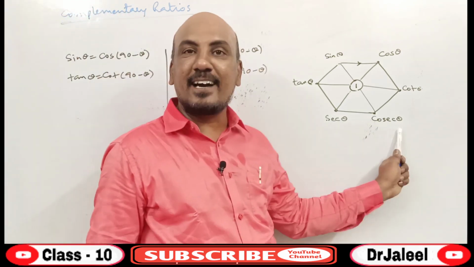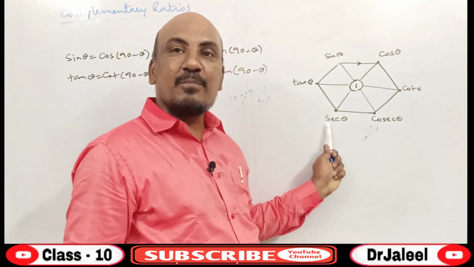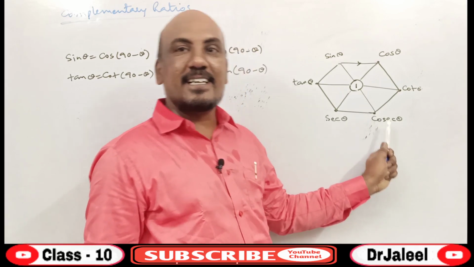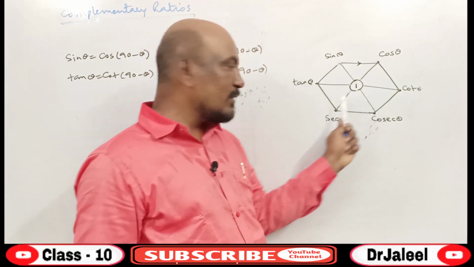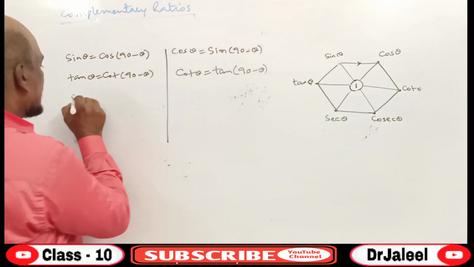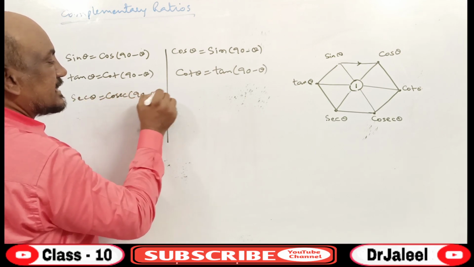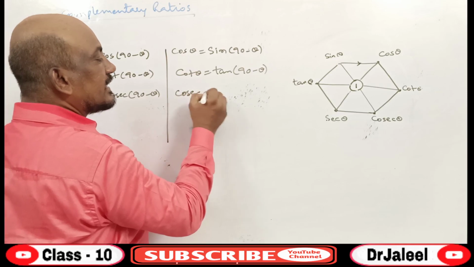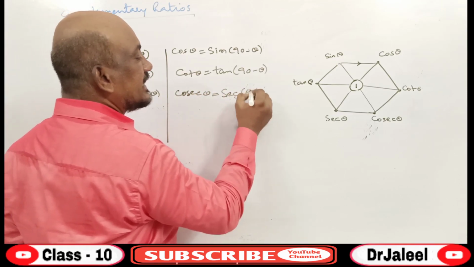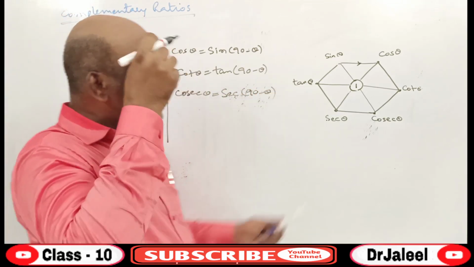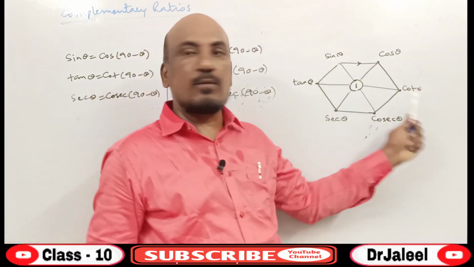In the same way, go for the third horizontal. What is that? Sec theta is equal to cosec(90 minus theta), and cosec theta is equal to sec(90 minus theta). Once again children, you have to take horizontal lines.